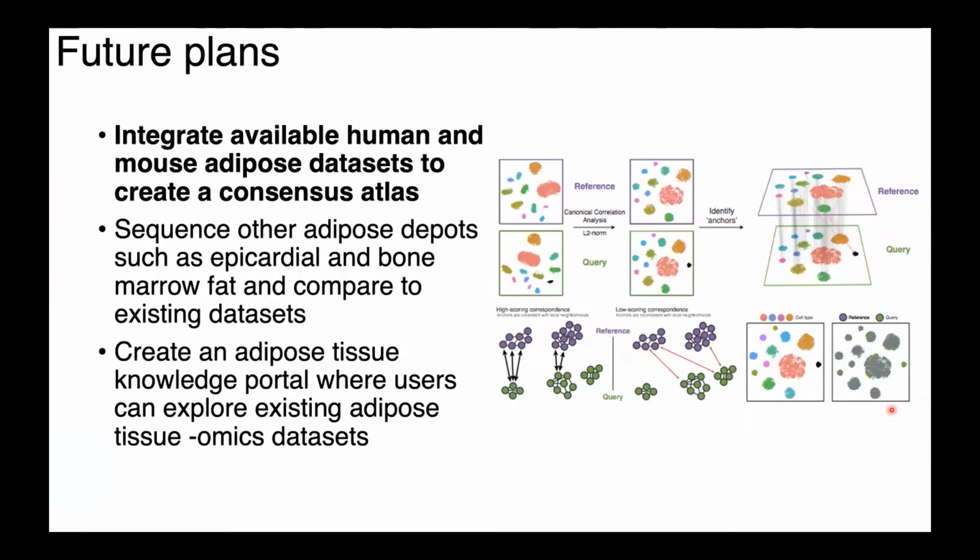So a little bit more about our future plans. Like I said already, the first thing that we want to do is integrate human and mouse data sets to create a consensus atlas. This is, again, one of the things that we think is very important: harmonizing the cell type annotation across groups. We hope to be able to do that both across different data sets that have already been published, but also across species, so we can be consistent and precise about what cell types we're talking about.